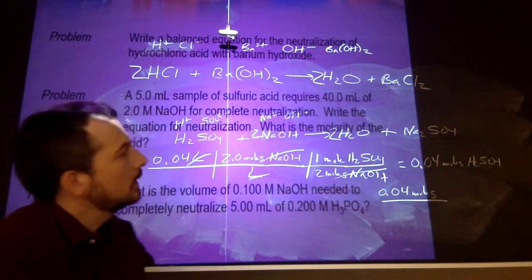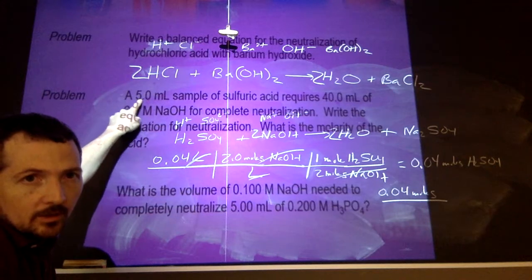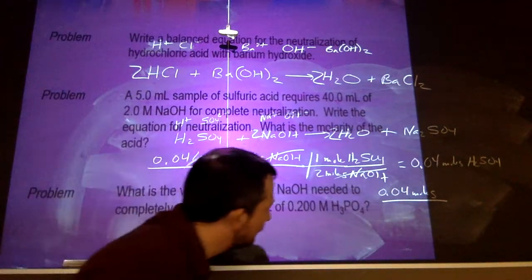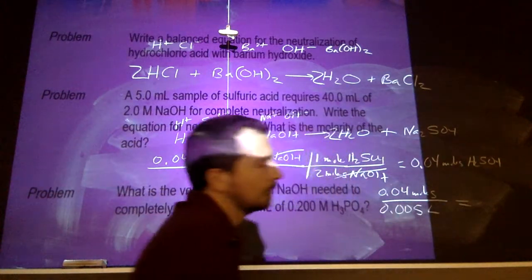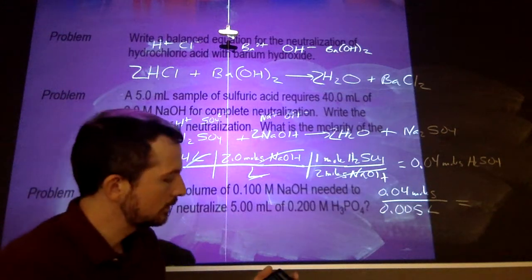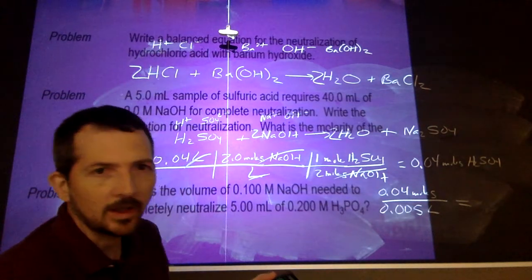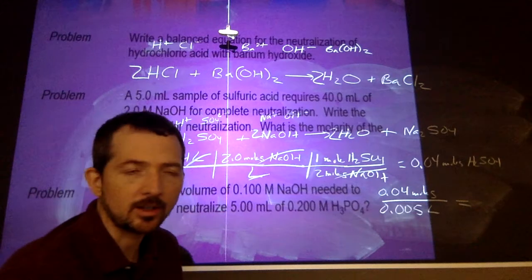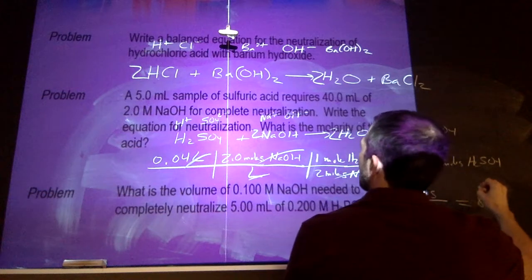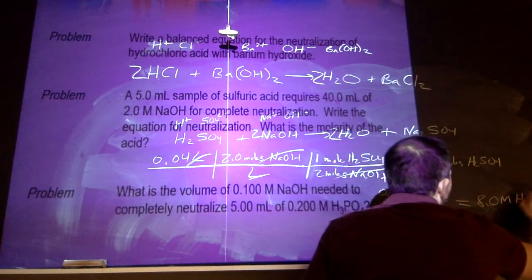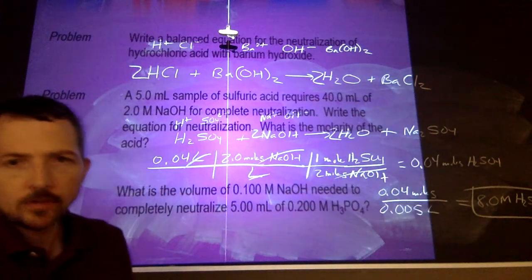I'm given the number of liters in the problem. It's moles per liter, so I need to convert this to liters. So 0.005. So 8. So I get an 8 molar solution. So I'm given that the molarity of that acid is 8 molar. So 8 molar H2SO4.